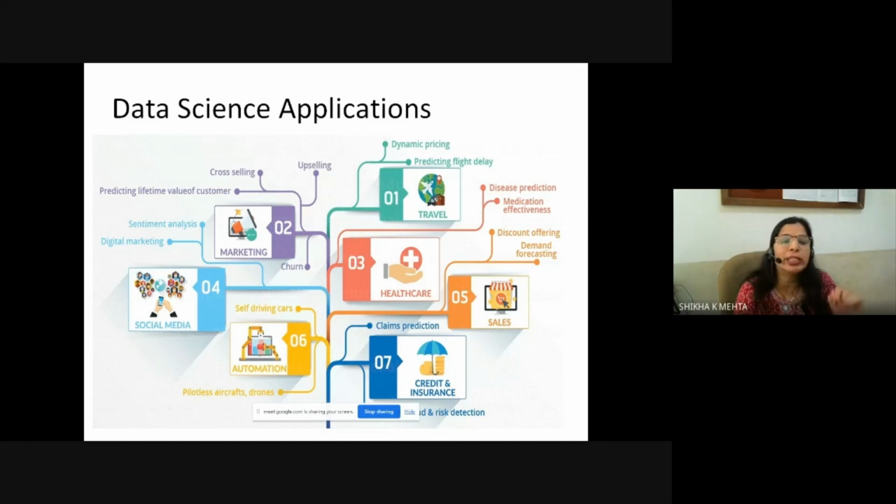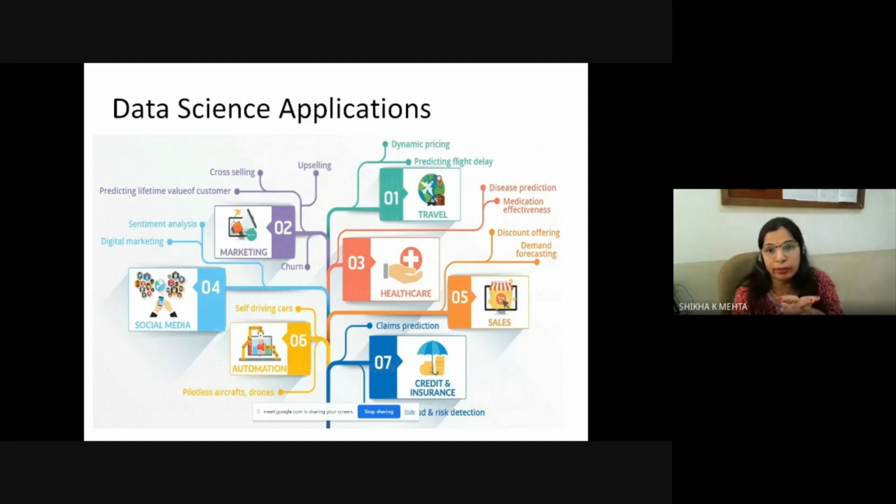If we already know there is a probability that this particular customer may switch over, we can offer something out of it, right? And then which product we should sell along with another product, that is cross selling and upselling. Then we have social media, the sentiment analysis, the digital marketing. Digital marketing is one of the highly paid jobs these days, because whatever you talk about, we are talking about almost 5 billion users on social media.